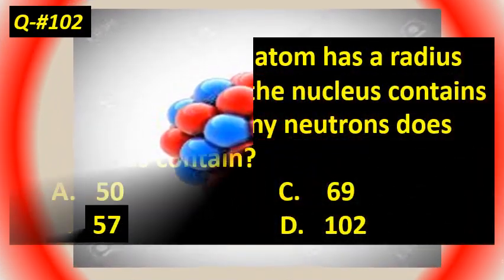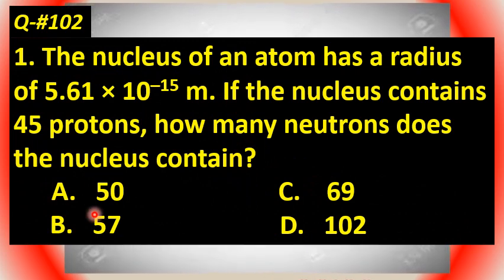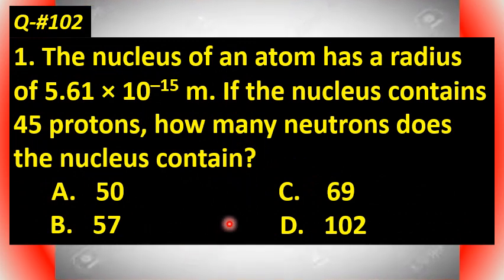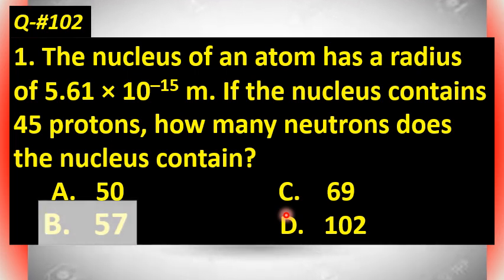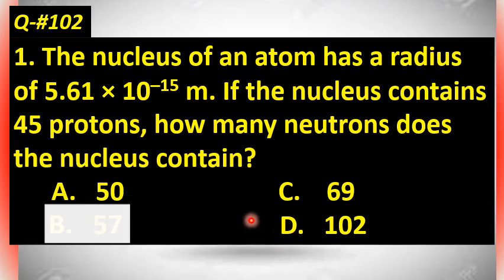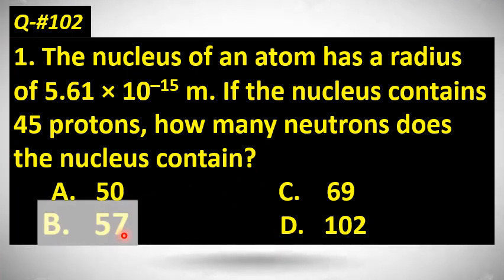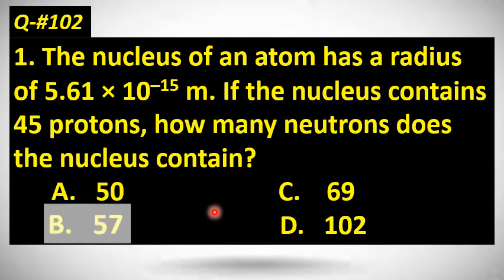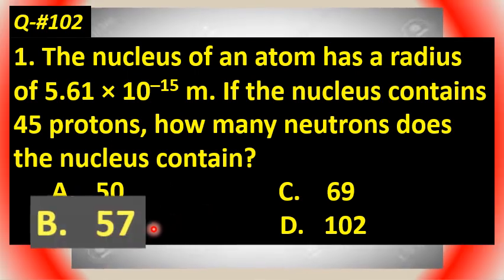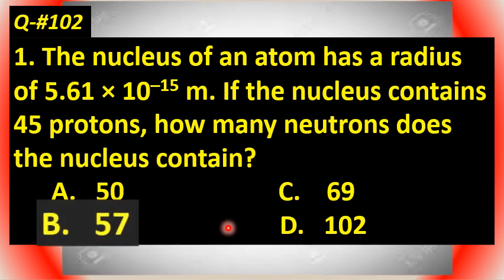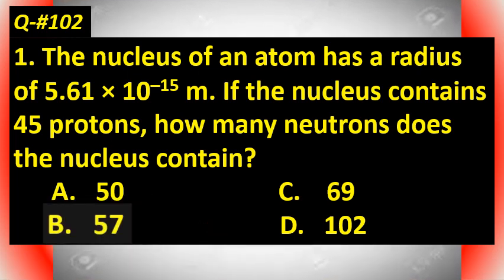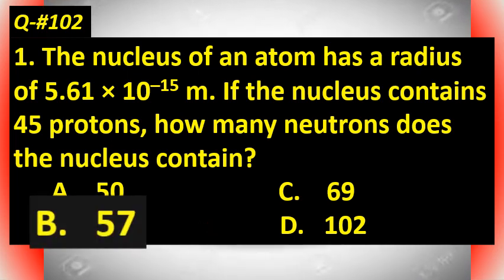And so, our answer to question number 1 is that the nucleus contains 57 neutrons, and that makes letter B our correct answer for question number 1.